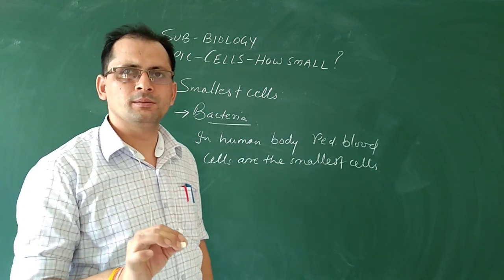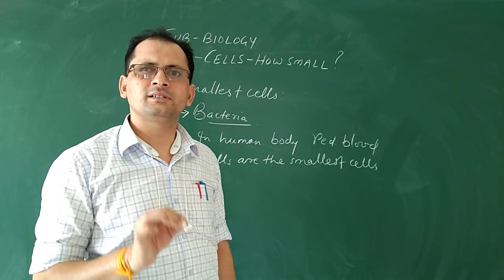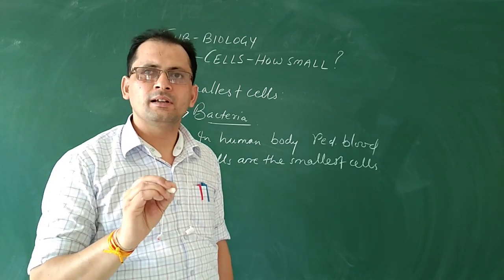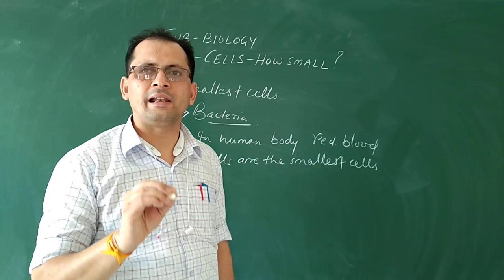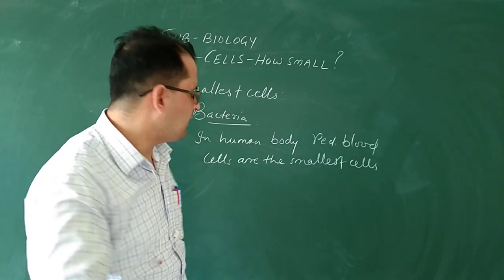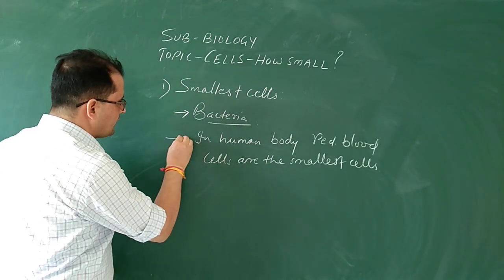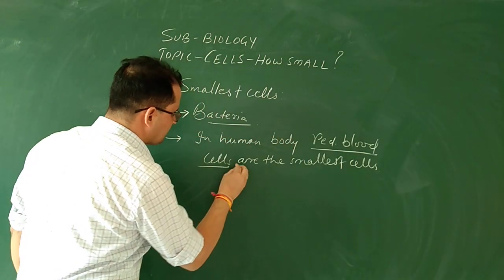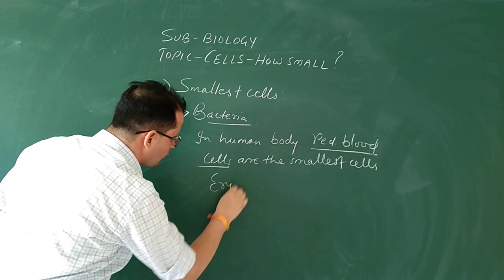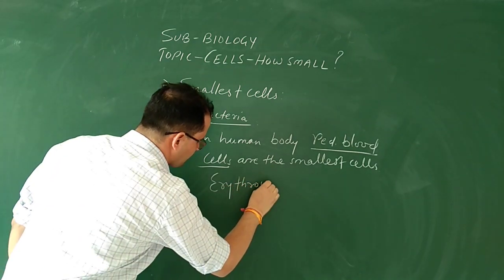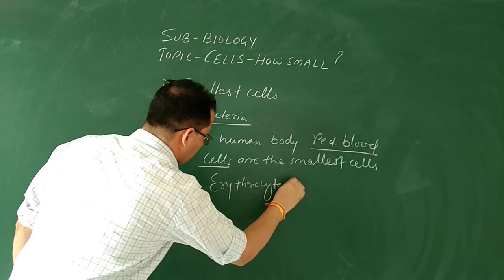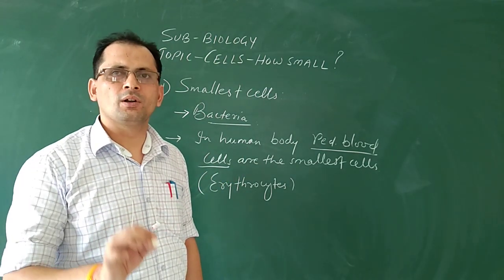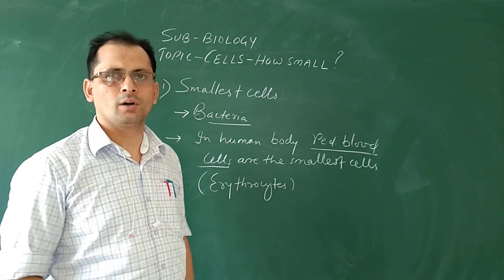But if the question comes, name the smallest cell in the human body, just listen. Name the smallest cell in the human body. Then in that case you will say it is red blood cells or erythrocytes. So erythrocytes or red blood cells are the smallest cells in the human body.